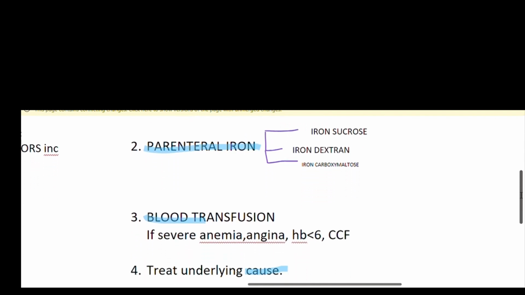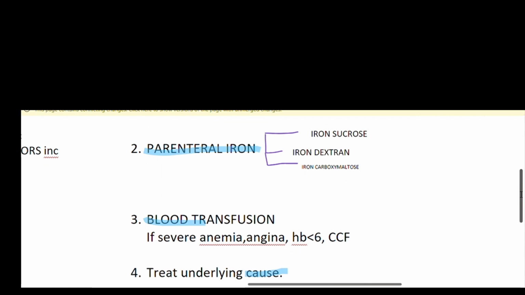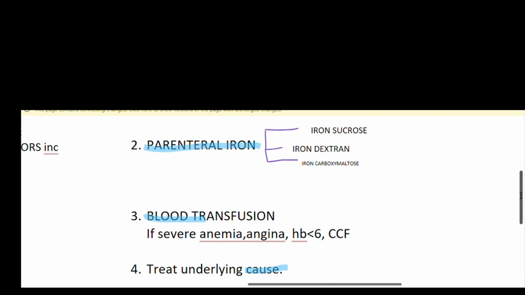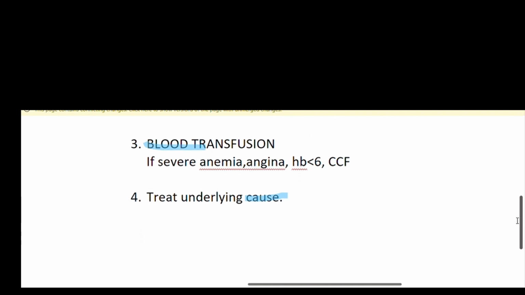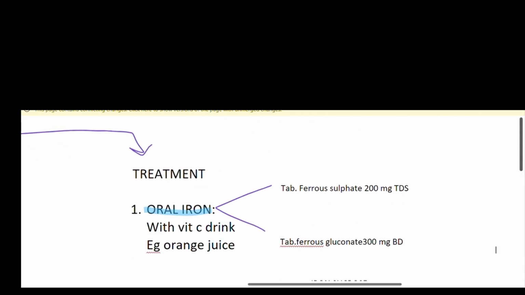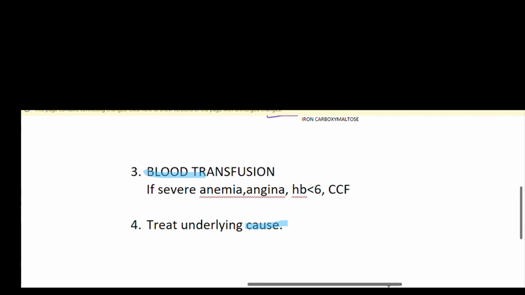The second treatment of iron deficiency anemia is parenteral iron. It can be iron sucrose, iron dextran, and iron carboxymaltose. And if the patient is severely anemic or has angina, or if hemoglobin is less than 6, or if the patient has developed congestive cardiac failure, you need to transfuse packed cell volume immediately. And you have to treat the underlying cause in the long run to treat and prevent recurrence of iron deficiency anemia. So that's pretty much it.